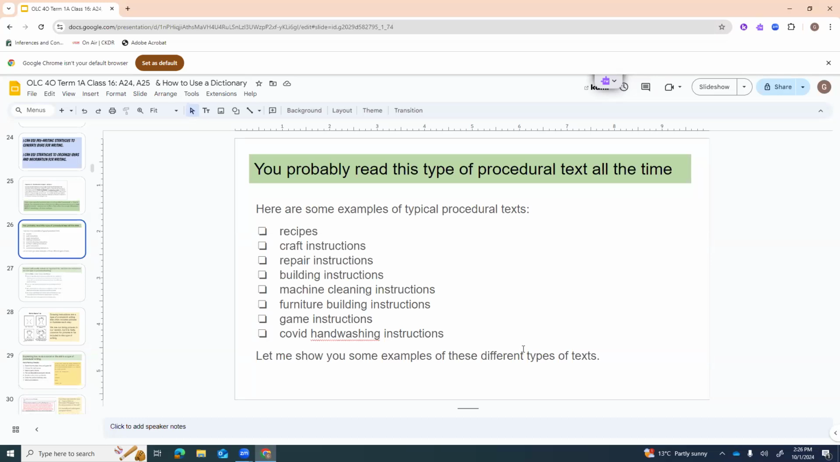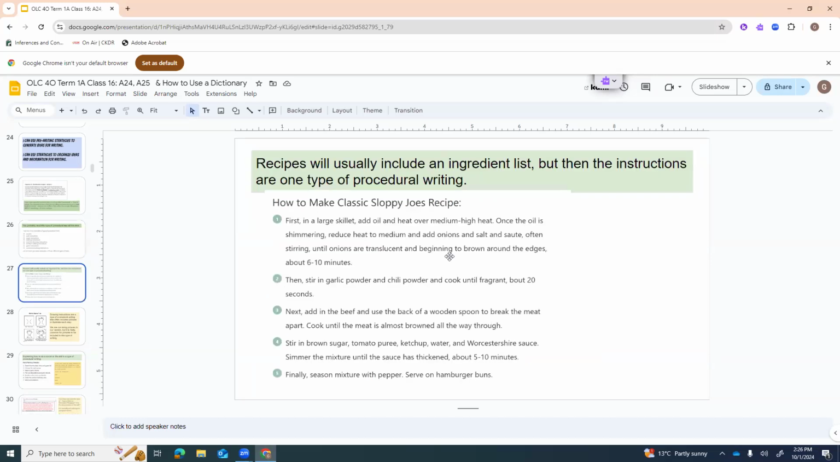I'm going to show you a few different examples just so you have an idea of how they sound, because it's kind of hard to write something if you haven't heard how it sounds first. So here's an example. Sometimes recipes will include an ingredient list as a separate thing, but then the instructions are a type of procedural writing.